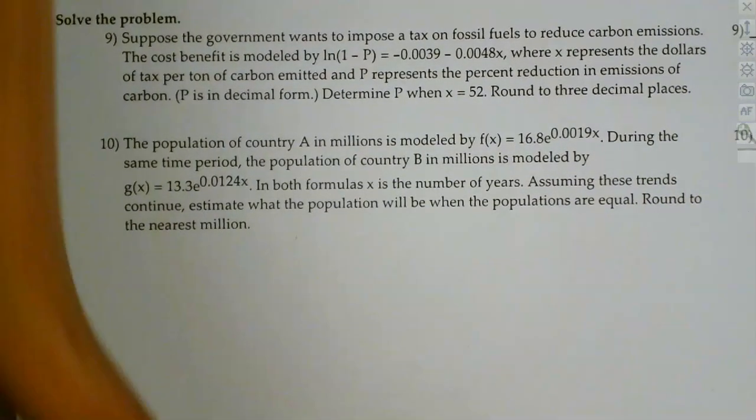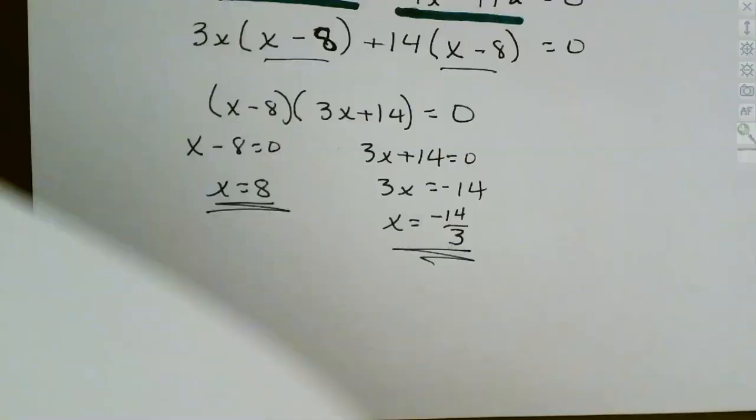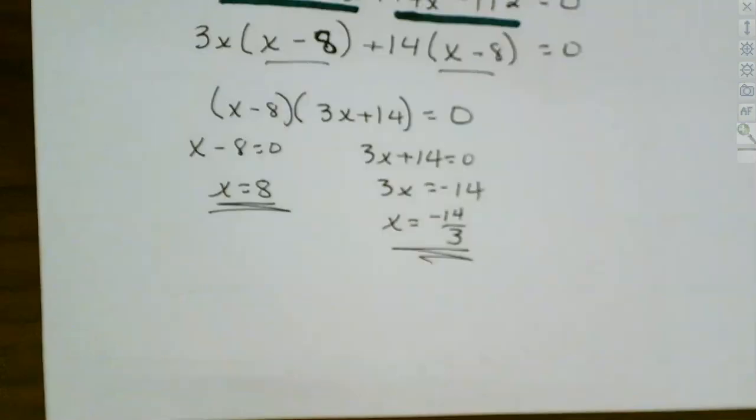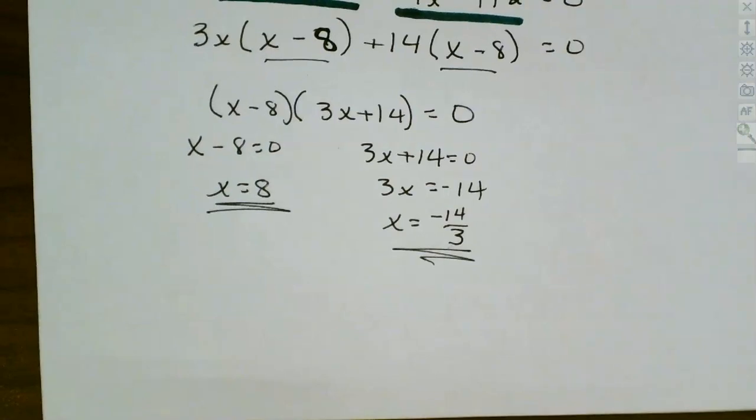So we want these to be the same. And then we have to find it. And in this case, X represents number of years. So we're going to have to find it, get our number of years.